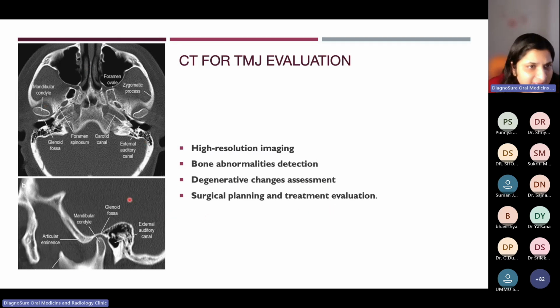Here we can see this is the axial section. We can see the mandibular condyle, zygomatic process. This is the glenoid fossa.